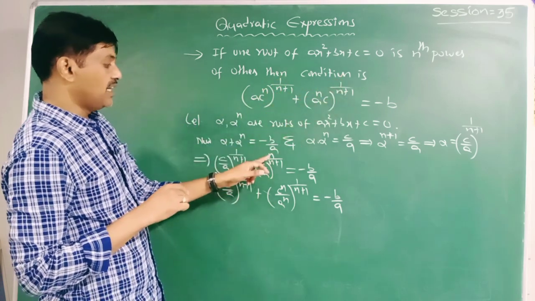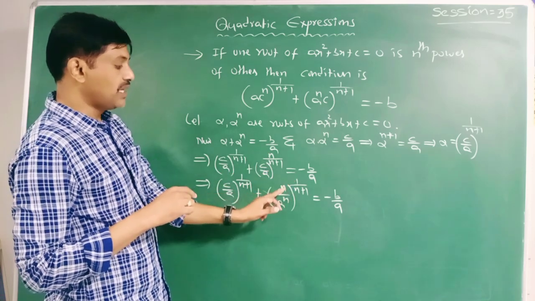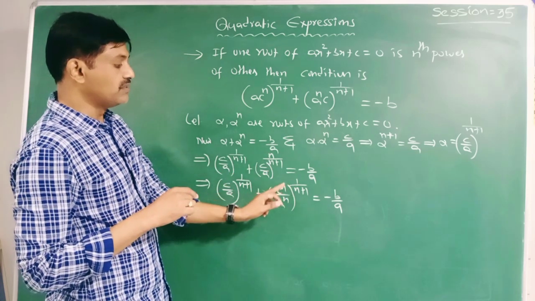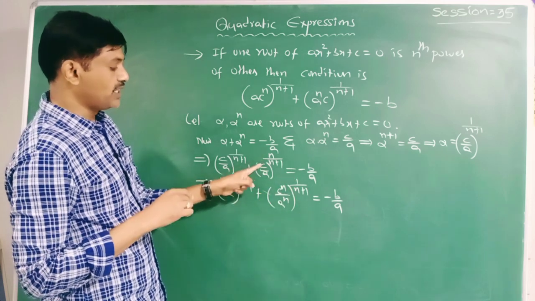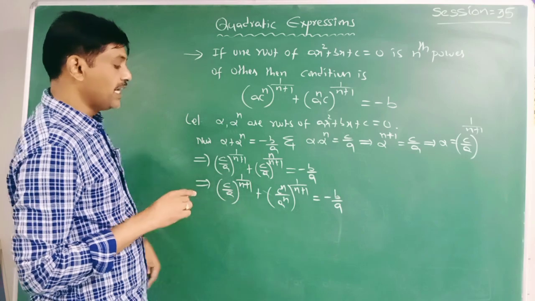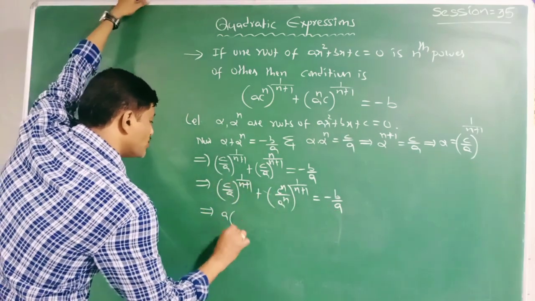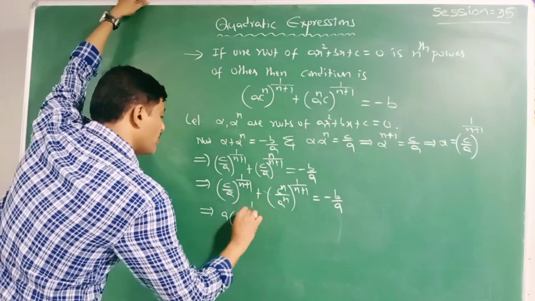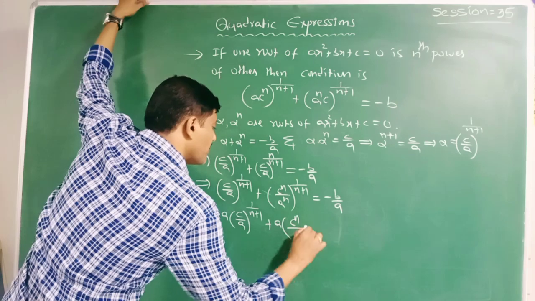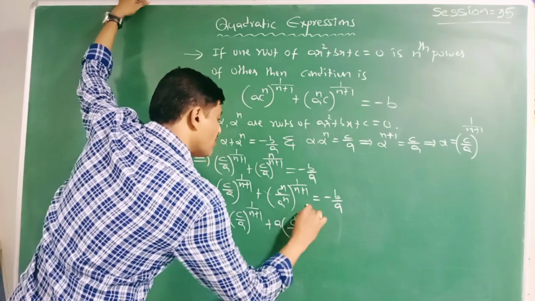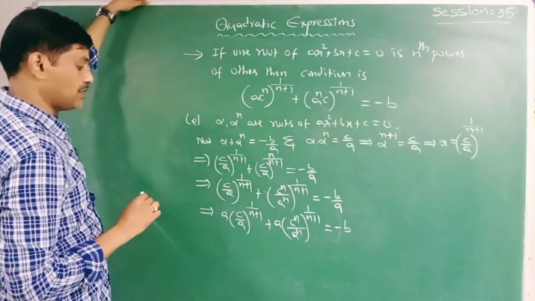That's why we should take n inside as a power, (a power m) whole power n, that is m into n, as 1 by n plus 1. Same you get here, (c by a) whole power n by n plus 1. Yes, we should multiply by a here: a times (c by a) whole power 1 by n plus 1, and this is also a times (c power n by a power n) whole power 1 by n plus 1 is equal to minus b.